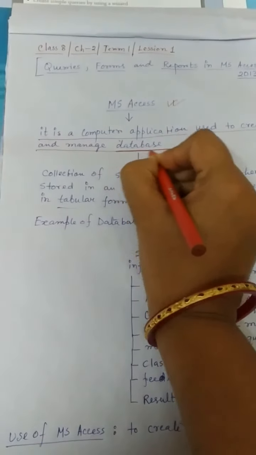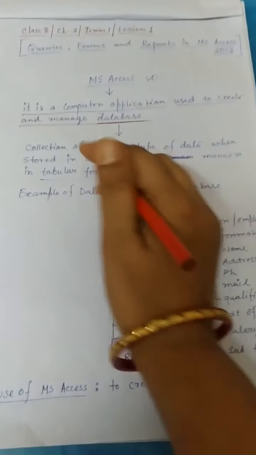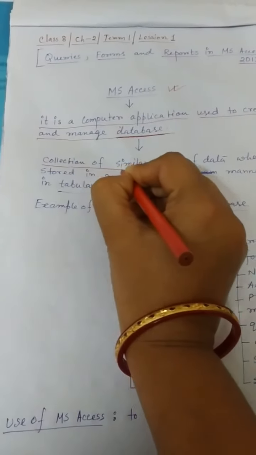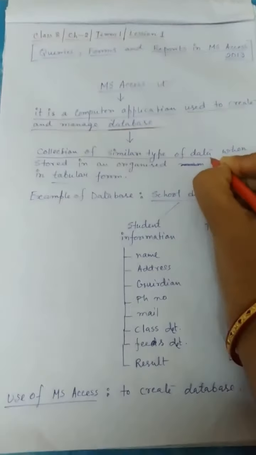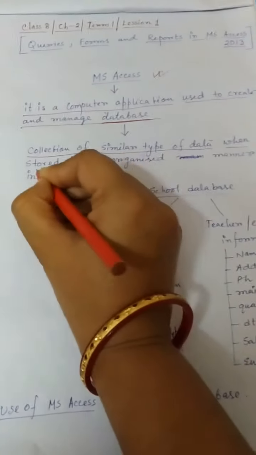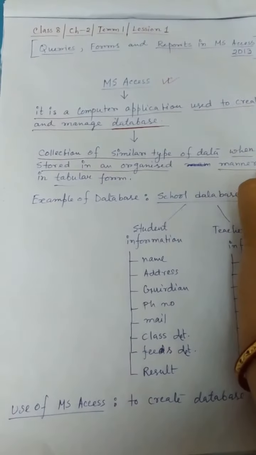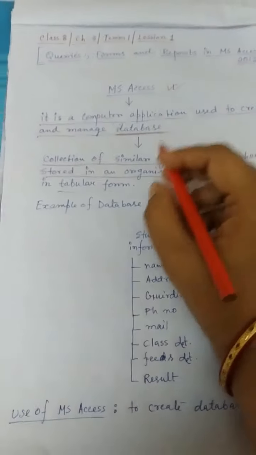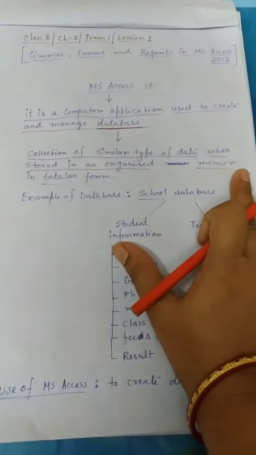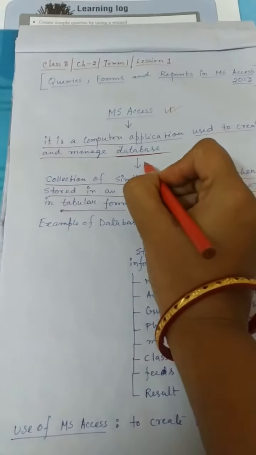There is a term, database. So, what is a database? A database is a collection of similar type of data, stored in an organized manner. It means all the data are stored in an organized manner in a tabular form. That is called the database.